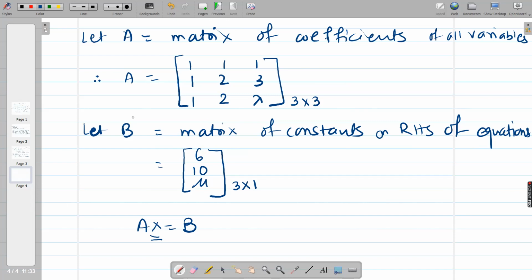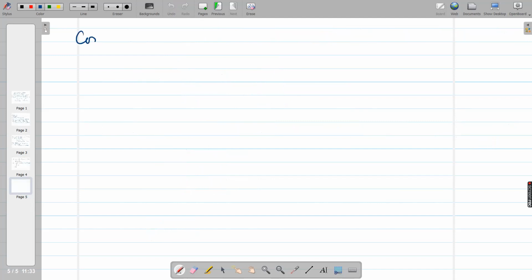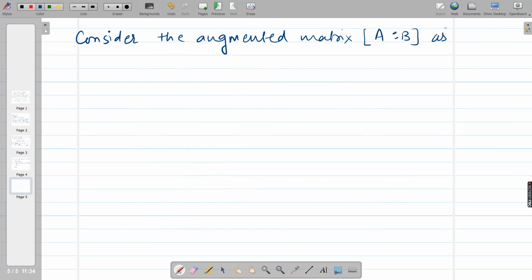We are going to augment these two matrices. Augmentation means we are going to combine the columns of A with columns of B. So consider the augmented matrix A colon B.